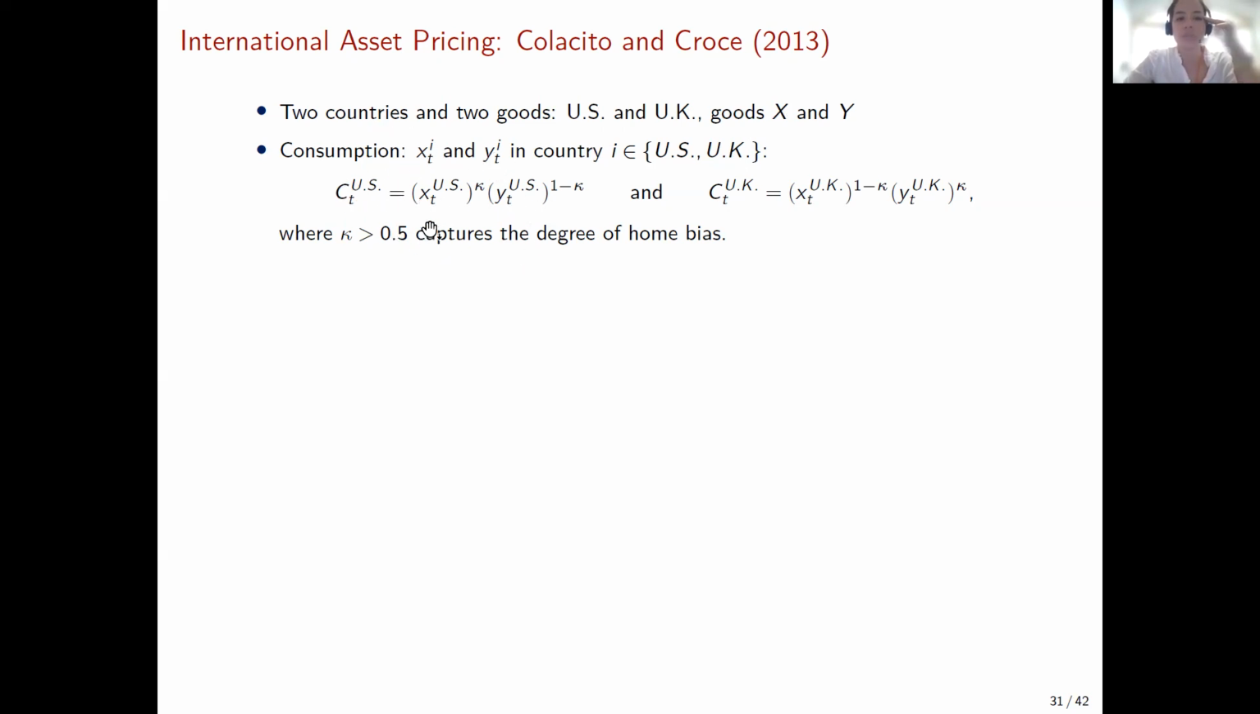This is the consumption of good X produced in the US, and this is the consumption in the US of the good produced in the UK, and they're raised to the power kappa, where kappa measures the degree of home bias. In international finance, people usually assume, and what you see in the data is, that people prefer the goods that are produced in their own country. So if kappa is larger than 1/2, you prefer your local good more than you prefer the foreign good. And the symmetric happens with the consumption in the UK.